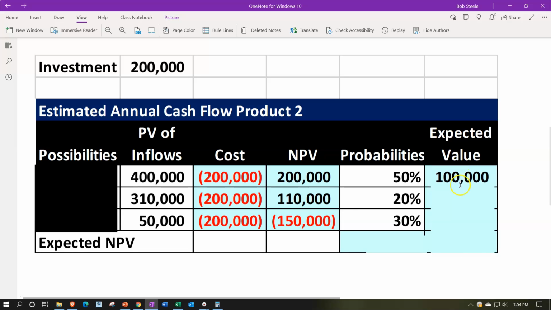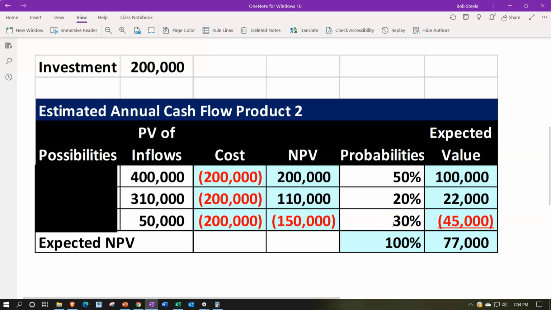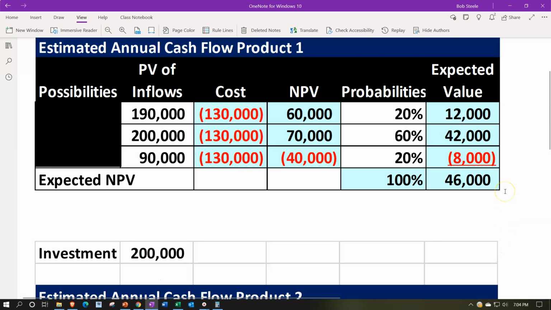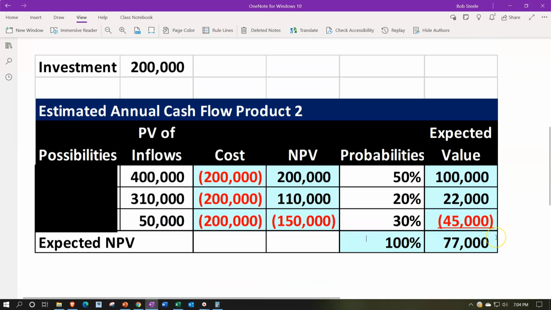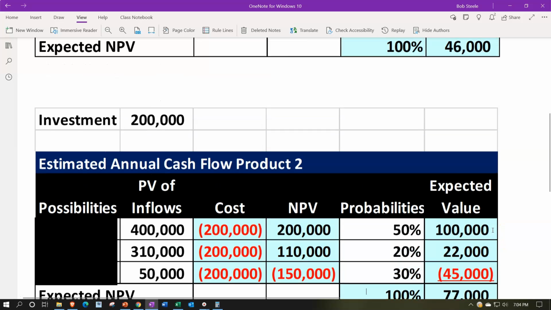Then we're going to say the first one is the 200,000 times the 50%, 100,000. The 110,000 times the 20%, 22,000. And the 150,000 negative times the 30%, negative 45,000, for an expected value of the 77,000. This, of course, adding up to 100. Now we can compare these expected values, the 46,000 to the 77,000, and do that type of analysis between these two.